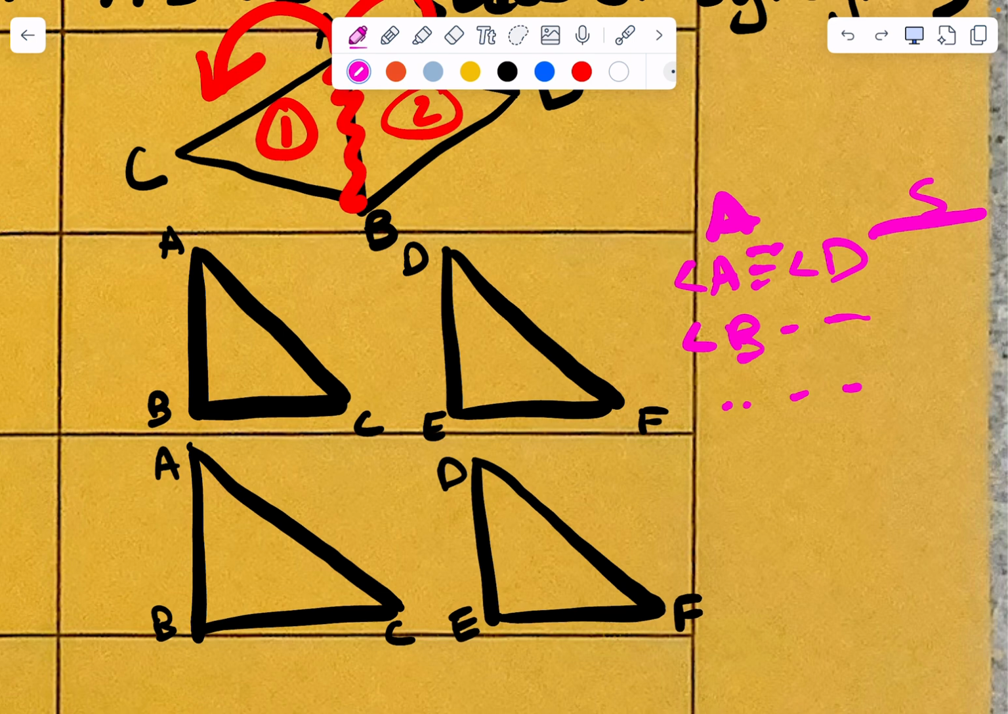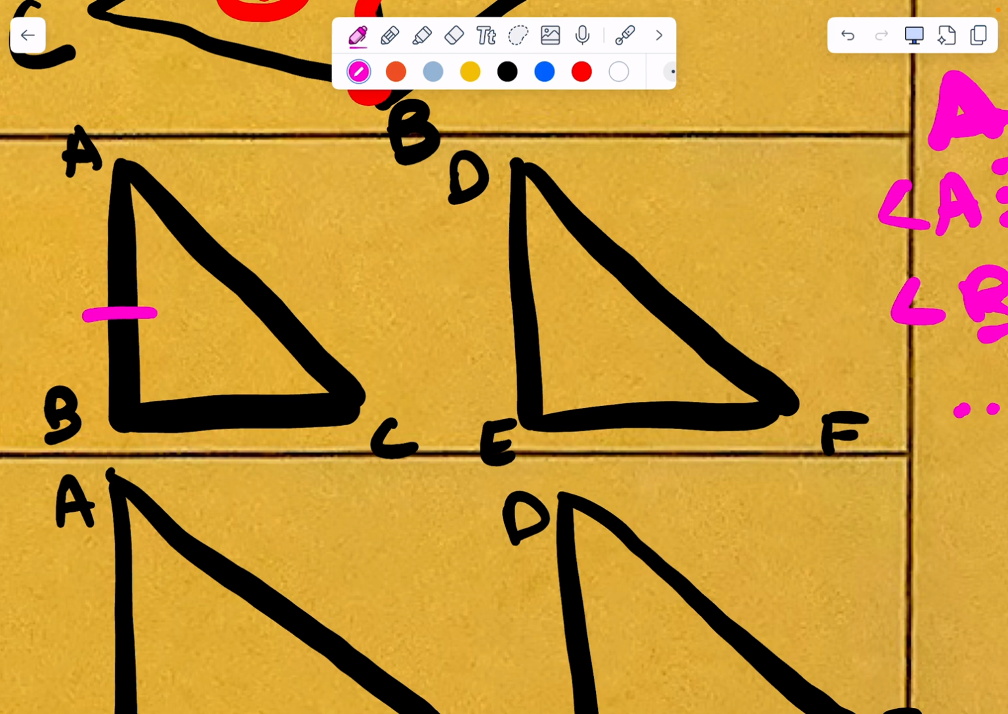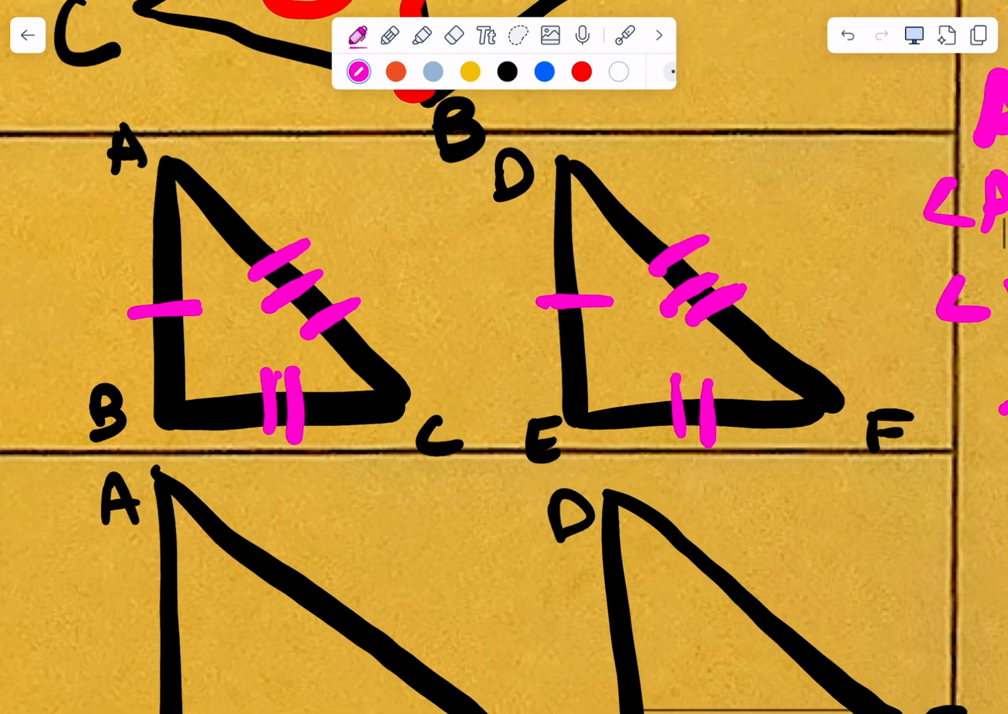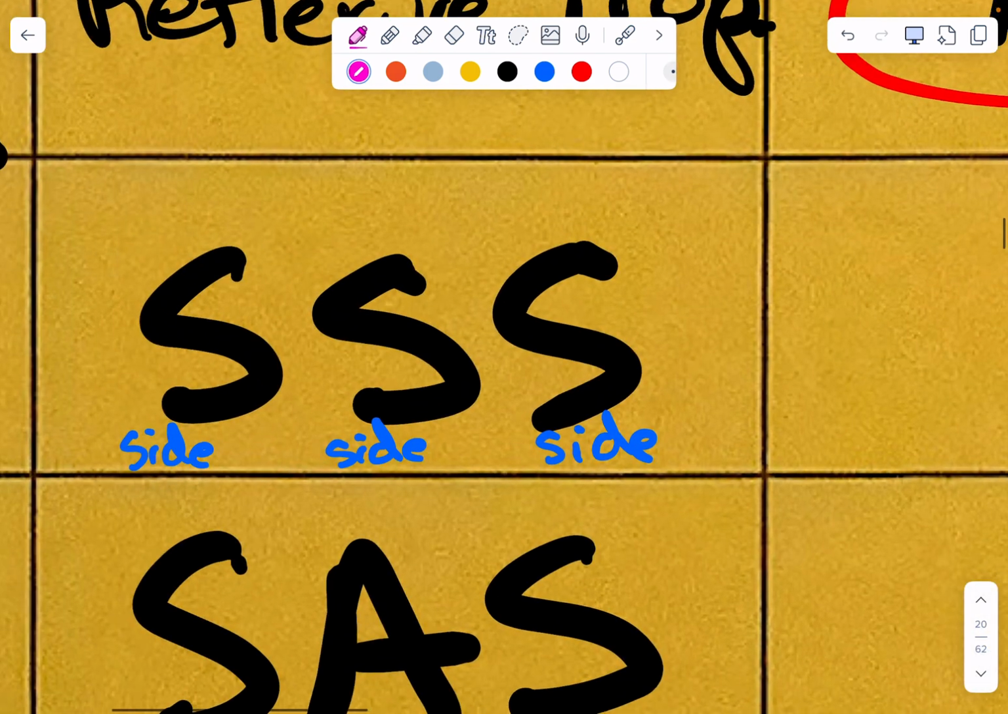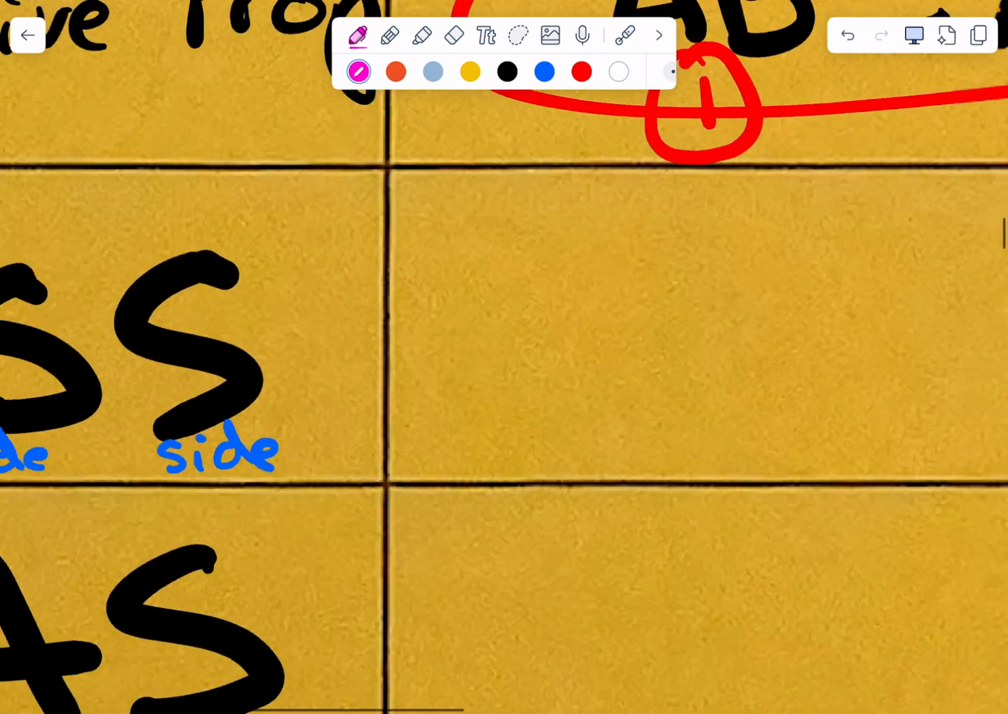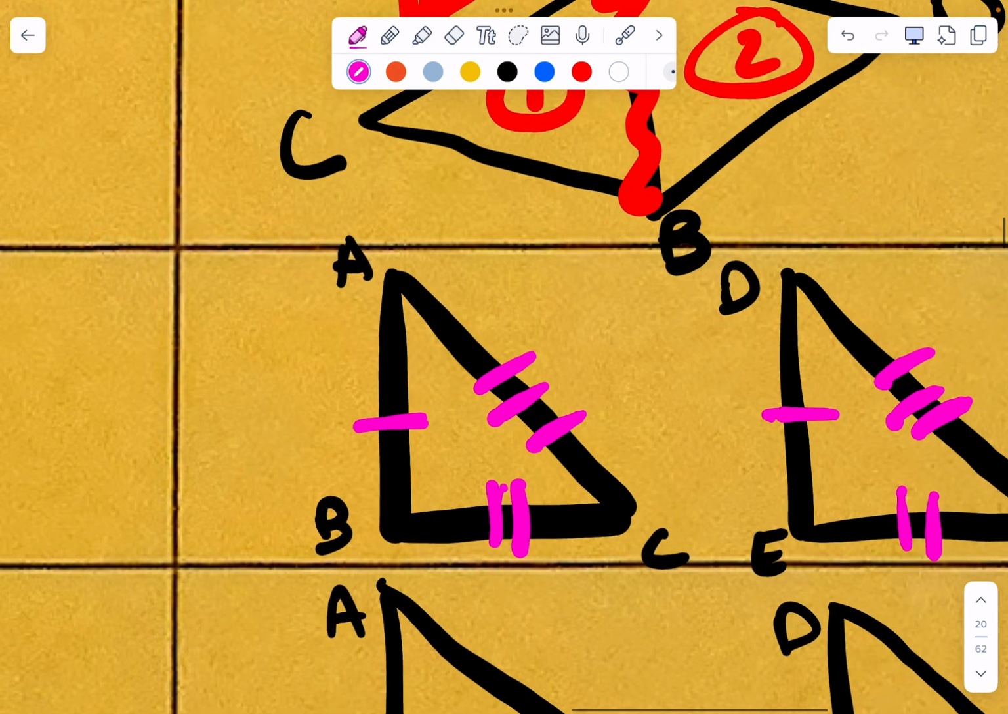Now, as of yesterday, we get to do a shortcut, which says if I'm able to prove that this side matches this one, and this side matches this one, and this side matches this one, then I don't even have to look at the angles because the angles have to match. If all 3 sides over here match all 3 sides over there, the angles have to be the same. There's no way around it. So I don't even have to discuss the angles because by the side, side, side theorem, those two triangles are congruent.